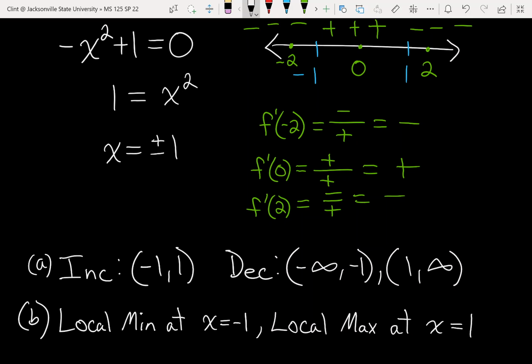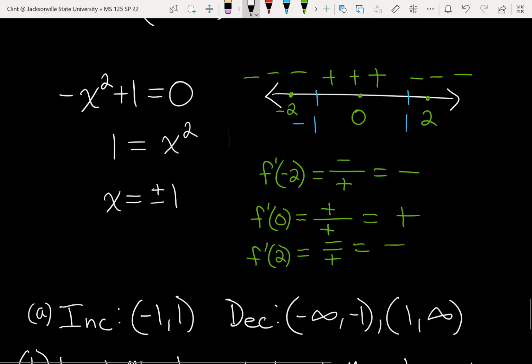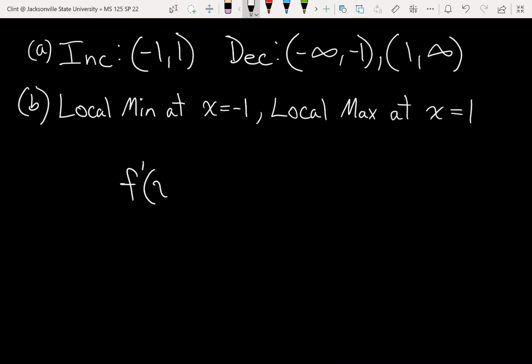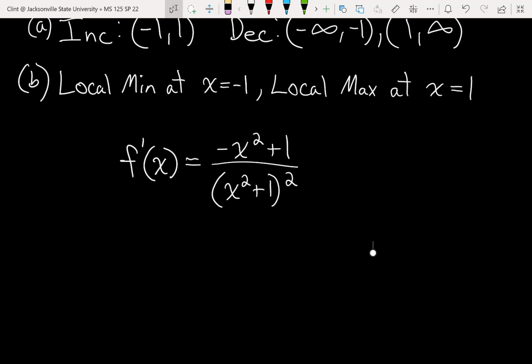Now this part's a little bit more annoying, because to do concave up, concave down, and inflection points, we need the second derivative. So what do we have? Negative x squared plus 1. Slightly more annoying. We've got to do the quotient rule again. If our signs were just a little bit different, we could get some cancellation, but they're not.